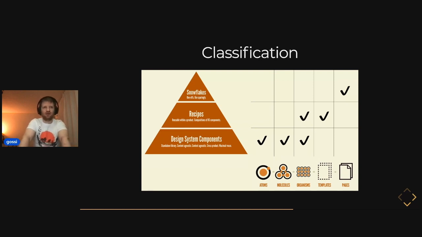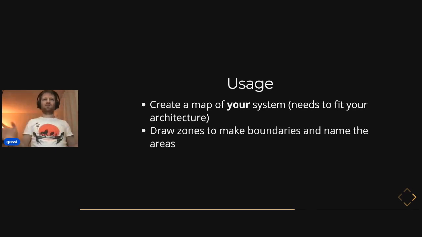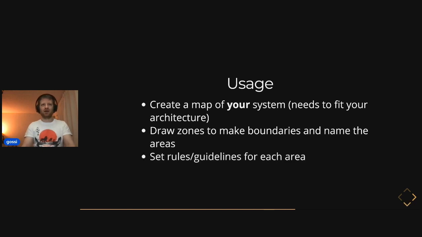How do we go from that? What can we do with that? So first of all, I think it's great to create a map of your own system that also needs to fit your architecture. And then when you have that map, draw some zones to make boundaries and name those areas. As a first step, this will make those boundaries visible. And then as a third step is to set rules and guidelines for each of those areas. These areas then define what kind of components can go in there.